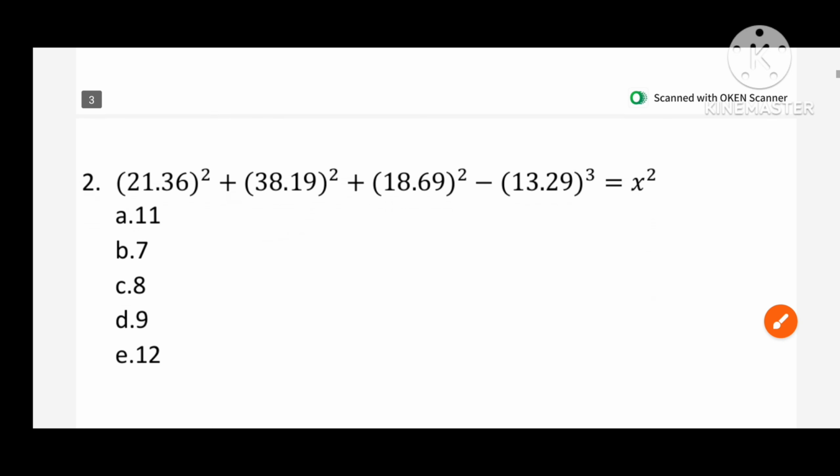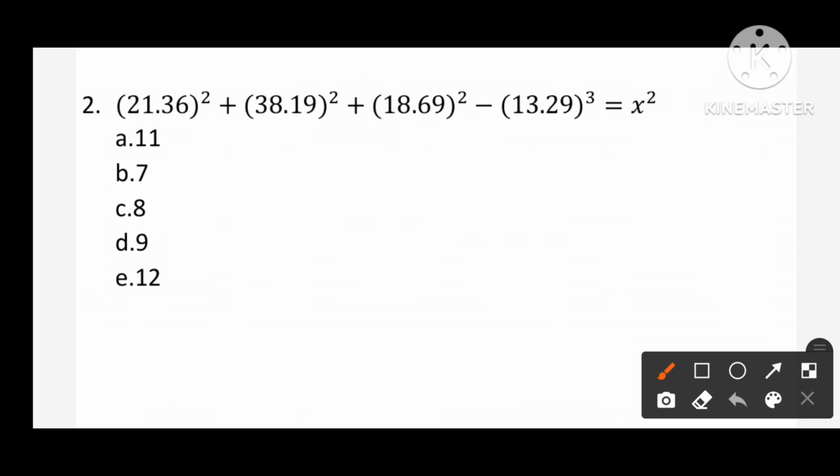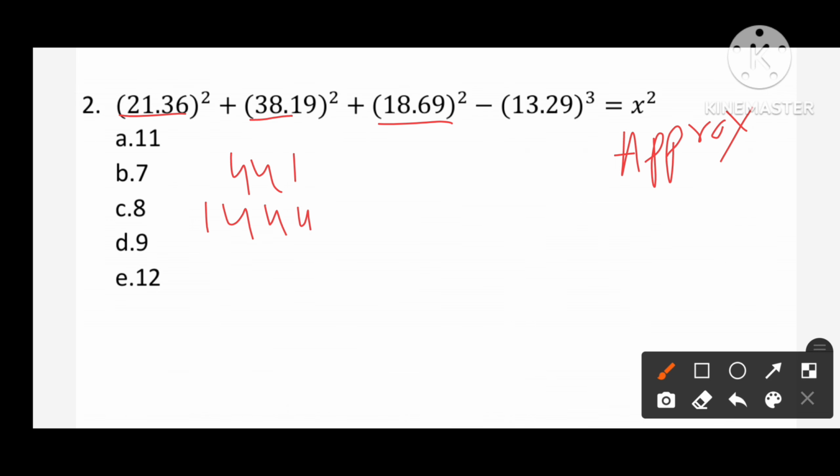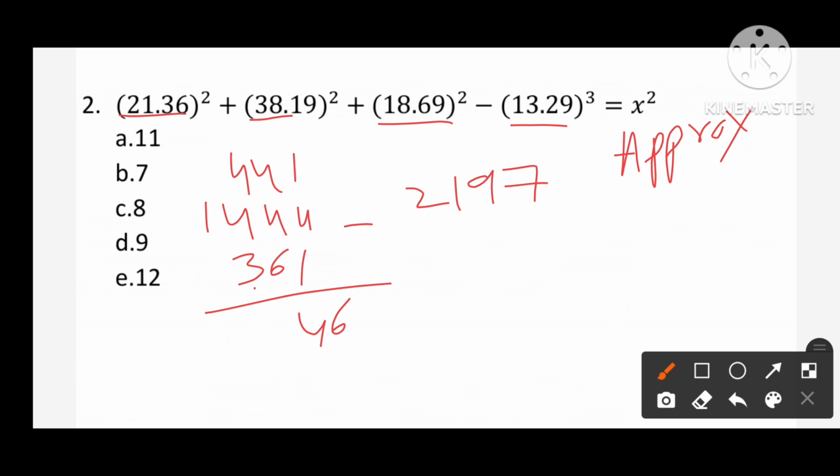Next, question number 2. This question is related to approximations, not simplifications. Let's solve this one. 21 square, which will be 441. 38 square, which will be 1444. 19 square, which is 361, minus 13 square, 2197. So here we have 6, 10, 14, 12, 2 to 4, 6. Here 2197. Difference between these two we have 49. 49 equals x square. So x value will be 7. Option B is the answer.